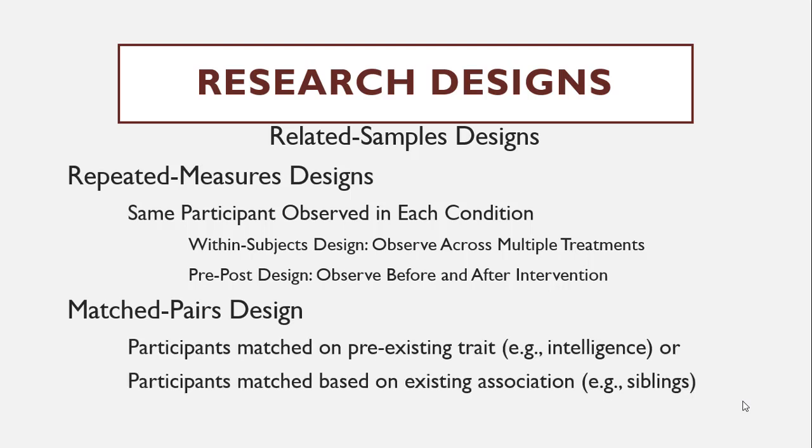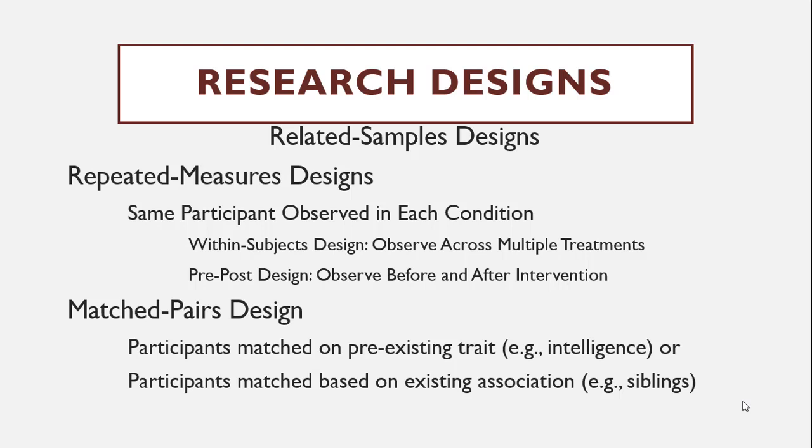We can also have matched pairs designs. With matched pairs designs, we have 2 people, one person is in one condition, one person is in the other condition, but they've been matched on some characteristic, they've been matched on some trait. So we can take the individuals and match them on a pre-existing trait, such as intelligence, or maybe we want to look at prior performance in math, for instance. That would allow us to have a matched pairs design.